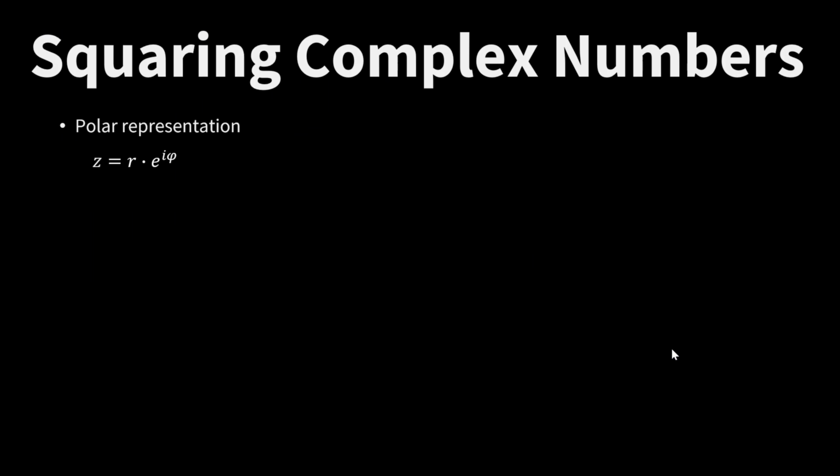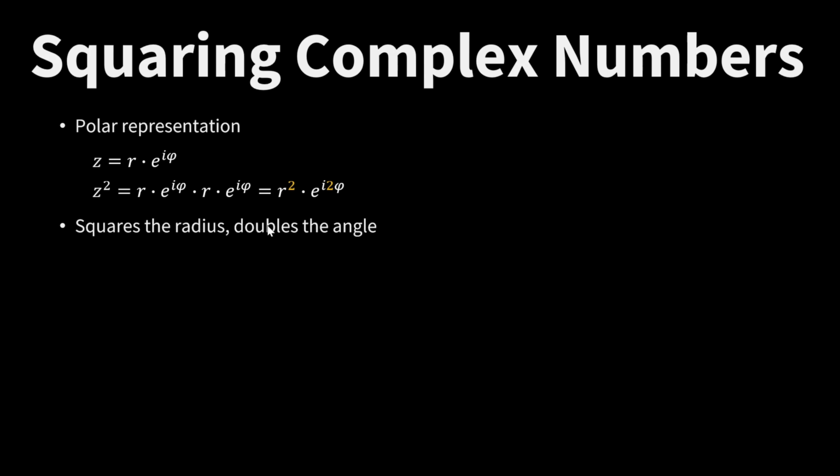Now the polar representation gives us a nice intuition about what happens when we square complex numbers. So here's our complex number. z equals r times e to the power of I phi. Now z squared is r times e to the power of I phi times r times e to the power of I phi, which is r squared times e to the power of I 2 phi, because we can add these two terms. Now we see that squaring a number squares the radius and doubles the angle.